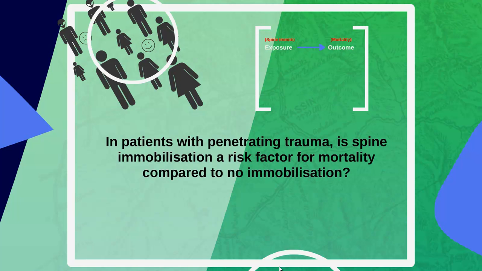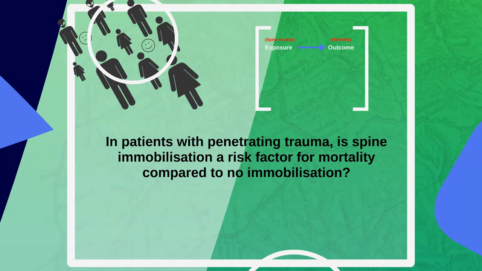Our question is: in patients with penetrating trauma, so either they got stabbed or shot, is spine immobilization a risk factor for mortality compared to no immobilization? Spine immobilization, for those of you who might not know, is when you put someone on a usually wooden, hard backboard and strap them up so that they have restricted movement of the spine, to prevent potential spinal cord injury.